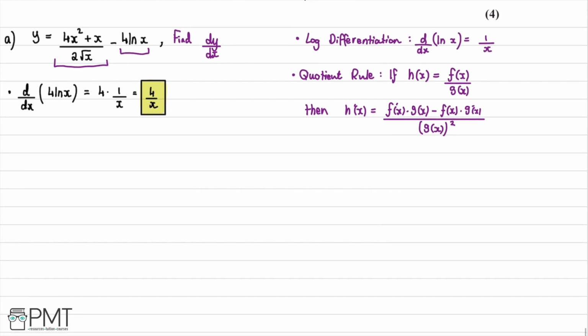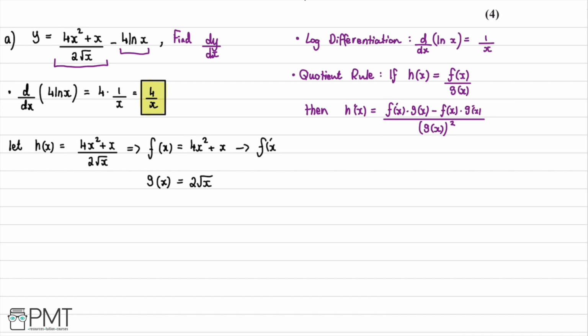So we've got our function here, so we're going to say let h of x be equal to (4x squared plus x), and then we divide that by 2 multiplied by the square root of x. So therefore, we can now select functions f of x and g of x. So we'll have that f of x is going to be equal to our numerator, which is 4x squared plus x, and then we have that g of x is going to be our denominator, which is 2 lots of root x.